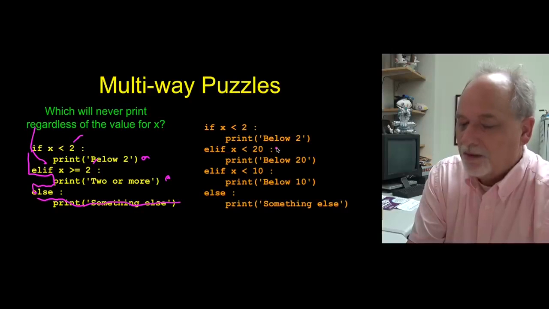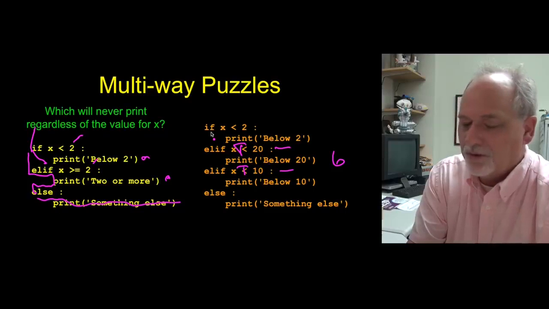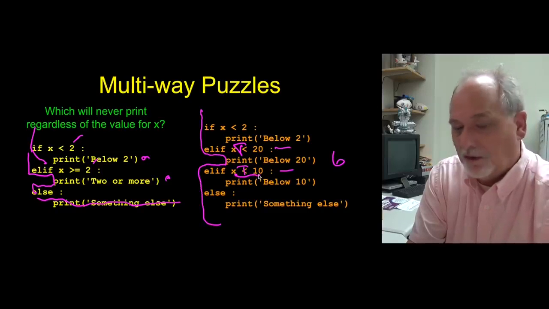Well, the problem here is between these two lines. The problem is if something's less than 10, like 6 for example, it's also less than 20. So even though there might be values for which this is true, those also are going to have this true. So for something like 6, it's going to run here, and it's not even going to look at this. That's the point. It doesn't even look at this.